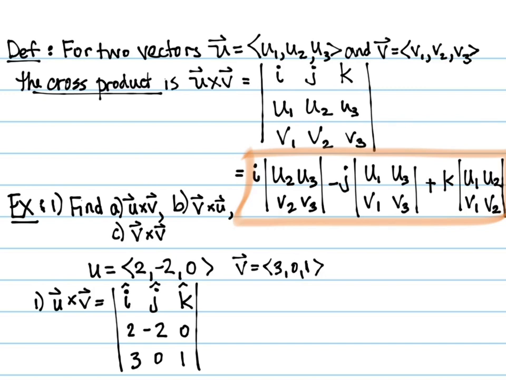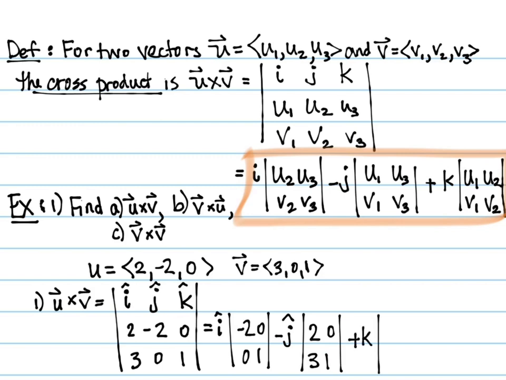So we are going to expand along the top row. I have i, and the determinant of negative 2, 0, 0, 1, minus j. These are i hat, j hat, unit vectors. That's what those symbols mean. I haven't used them because we haven't really needed them, but they are present when we're talking about ijk. Then the determinant of 2, 0, 3, 1. And then k, and I have the determinant of 2, 3, negative 2, 0.